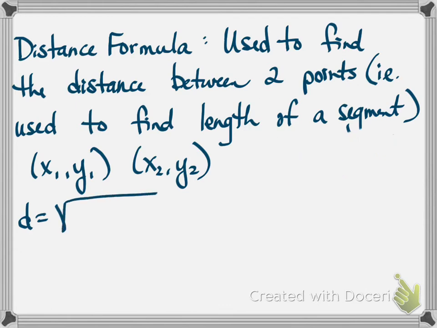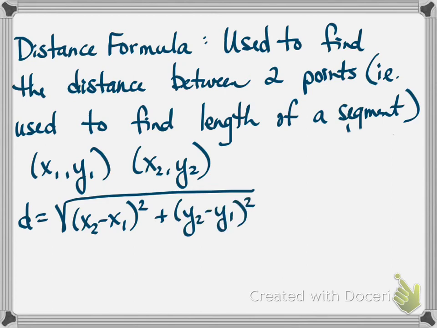This is d equals the big square root of (x2 minus x1) squared plus (y2 minus y1) squared. So this is our formula that we want to write down and try to commit to memory. And when you come in to class, I will do a couple of examples with these.